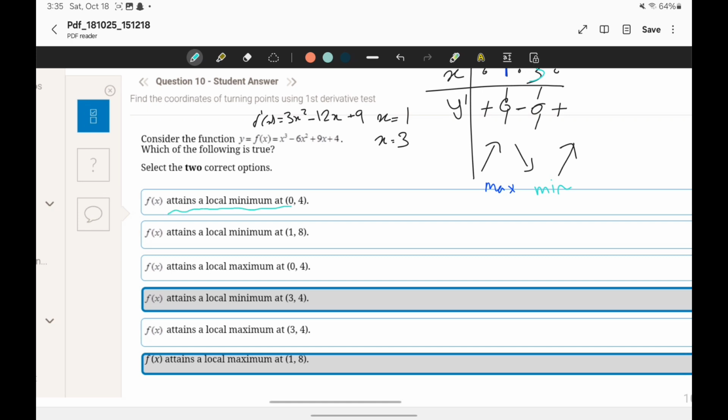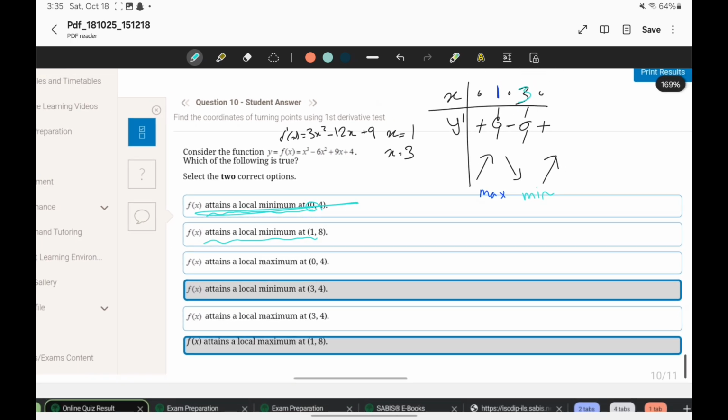Okay, so here you just go through the options. Attains a local minimum at 0. We didn't get to 0, so it just cancelled out. A local minimum at x is 1. At 1 we actually got a maximum, so this is wrong. A local maximum at 0, once again we didn't even get that point, so it's nothing to do with us. Attains a local minimum at 3, yes, this is correct. A maximum at 3, no, it's wrong. A local maximum at 1, this is correct.